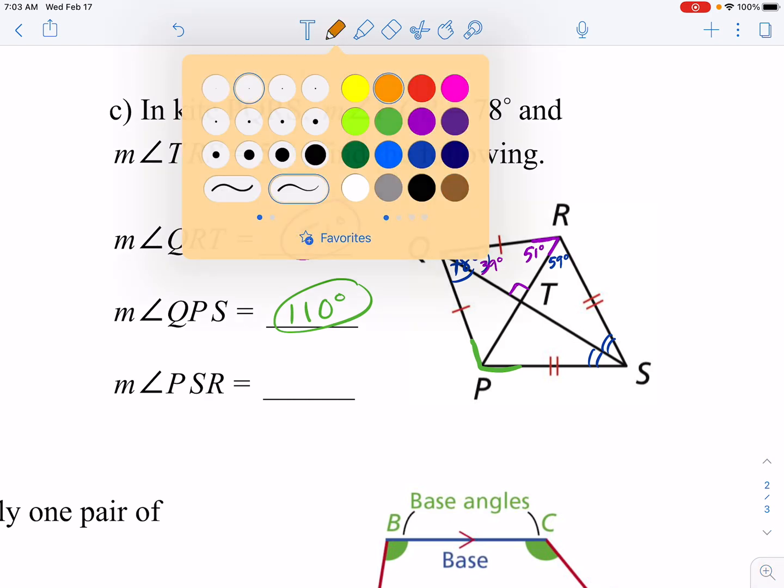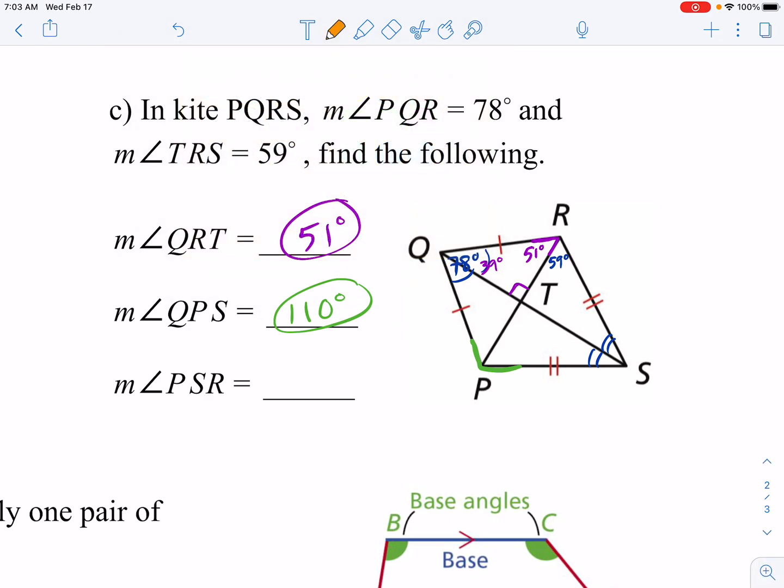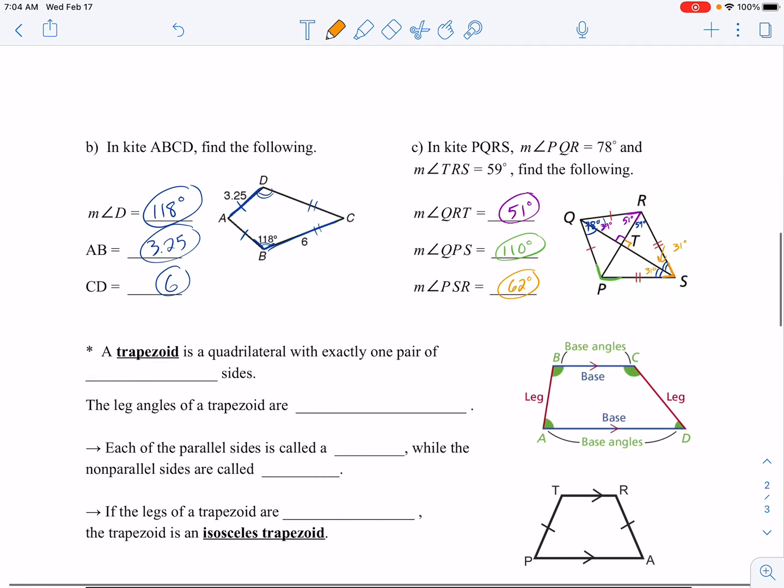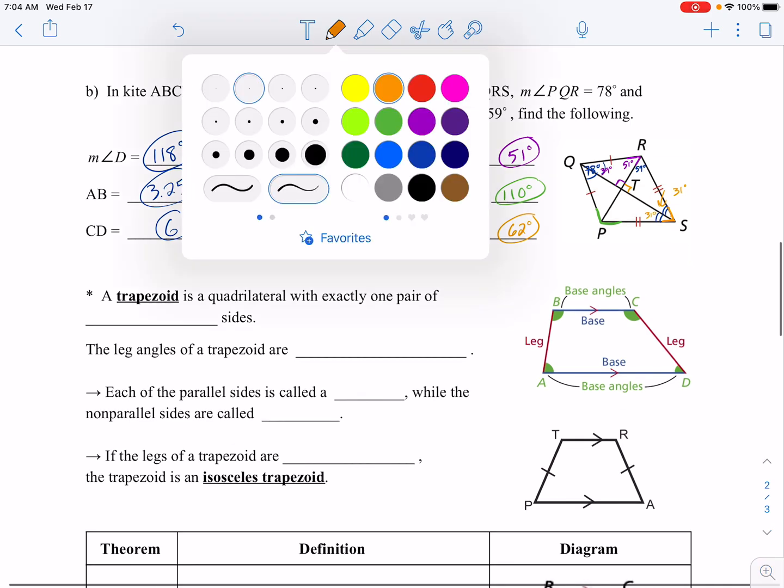And then finally, PSR is right over here. You kind of need to use a few things to solve here. Find one of these angles, knowing that this is 90 again, right? So this angle has to add to 90 with 59, so that was going to be 31 degrees. And if that's 31, this is 31. Add them both together, get your 62, all right?